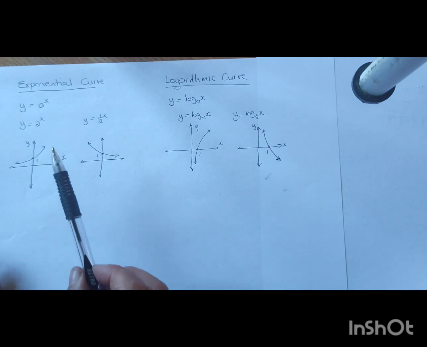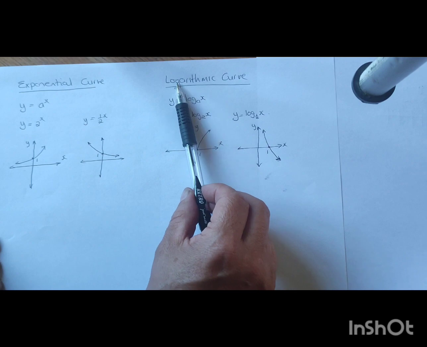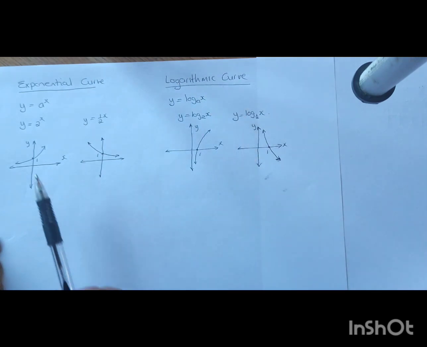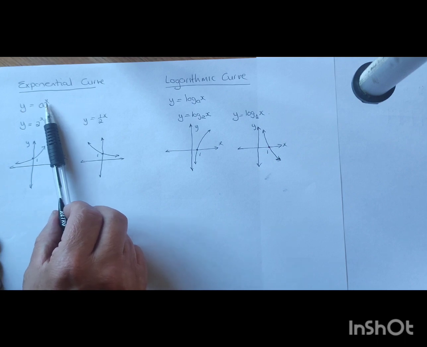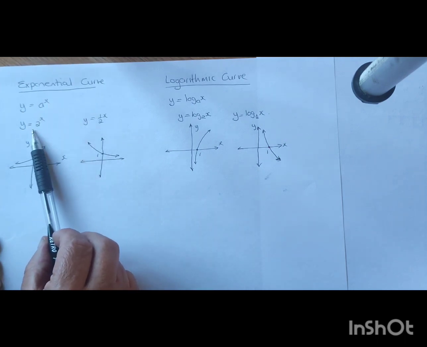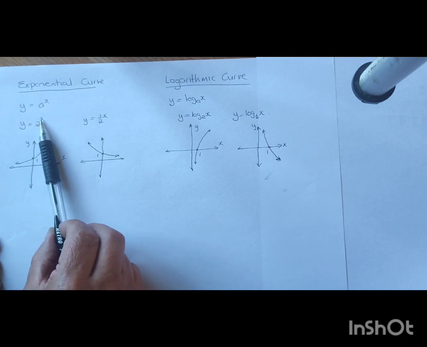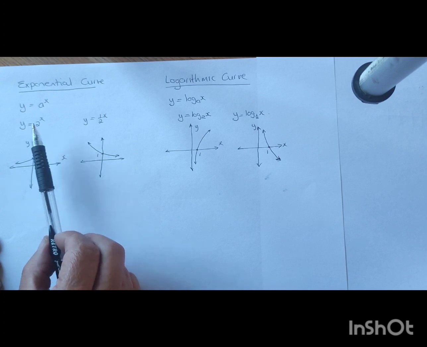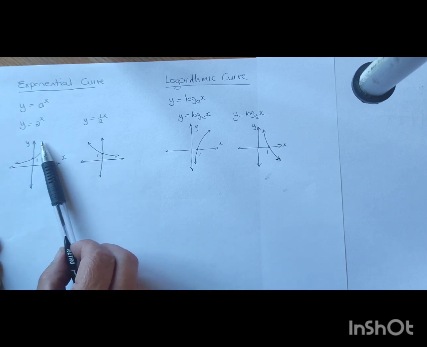In this video, we're going to talk about how to sketch a graph of an exponential curve and a logarithmic curve. The standard equation of an exponential curve is y equals a to the exponent of x, so x is an exponent. For example, if I have y equals 2 to the exponent of x and I need to draw a graph, then I know it's going to go through 1 and it will flow in this direction.